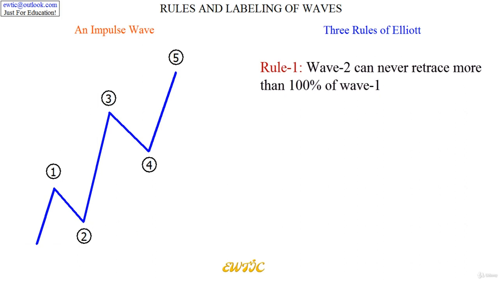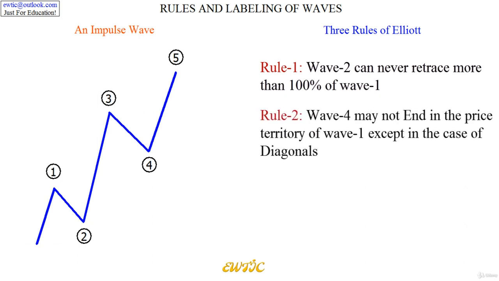Rule number 2, wave 4 may not end in the price territory of wave 1 except in the case of diagonals, right? This wave 4, which is ended here, it should always end far away from the termination point of wave 1. It should not end in this territory, in this wave 1 territory.